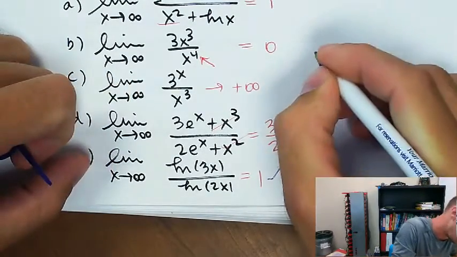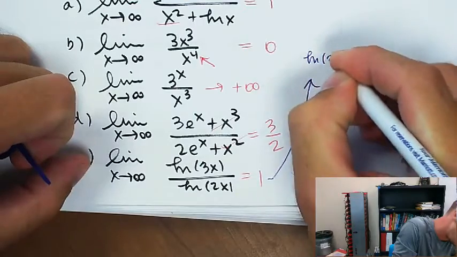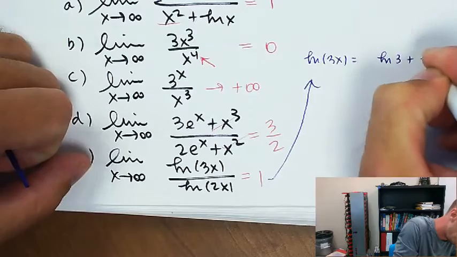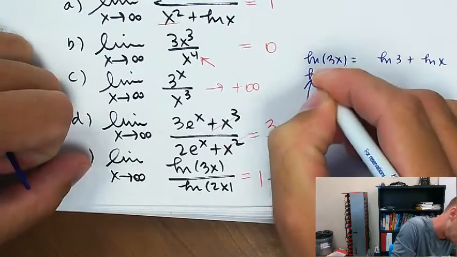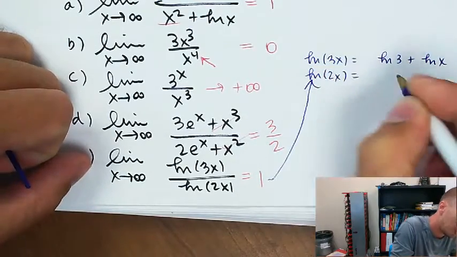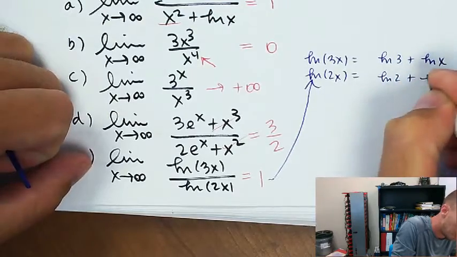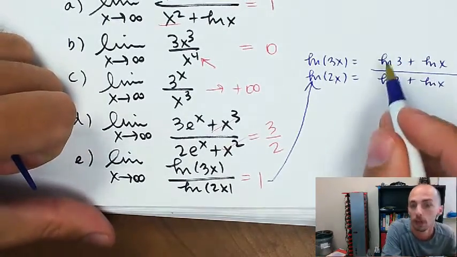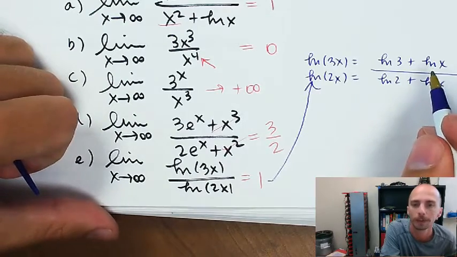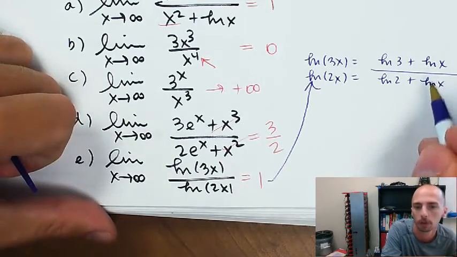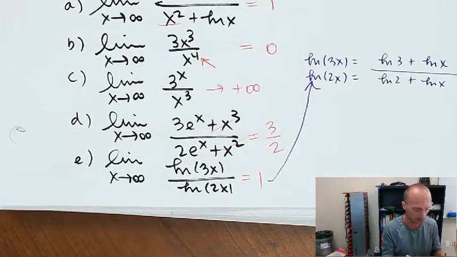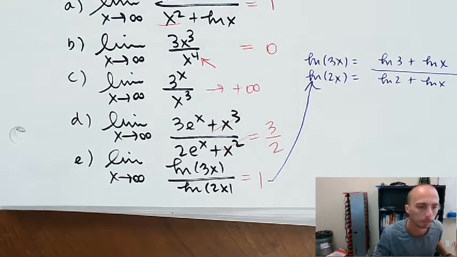Okay, I'm going to use log properties, and I'm going to say log of 3x equals log of 3 plus the log of x, and log of 2x is equal to log of 2 plus log of x. So if I look at this fraction, these are numbers, right? And as x goes to infinity, we're getting just closer and closer to, these are the only things that are growing, and they're essentially the same. We're going to divide the ratio of their coefficients. Okay, that's why that one's 1.